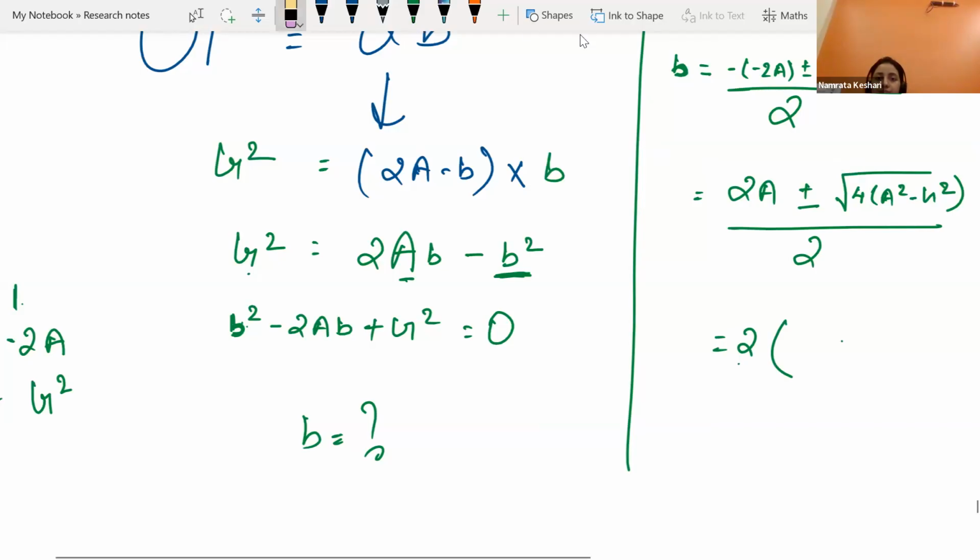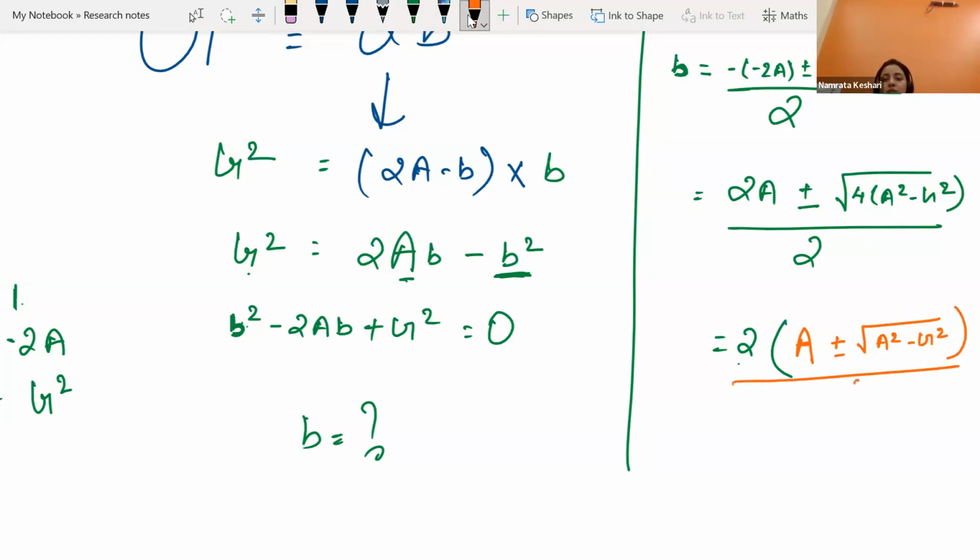Yes or no? Ali and Alina. Yes, ma'am. Okay. a plus minus under root a square minus g square, by 2, the 2 is gone. And we are just having this one as b value. The value of b that we got is just this one.